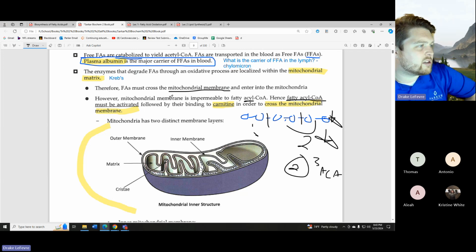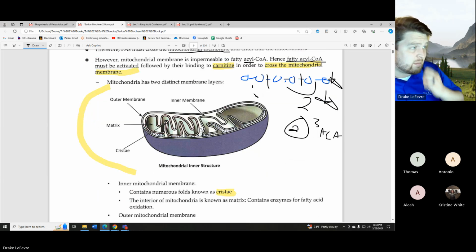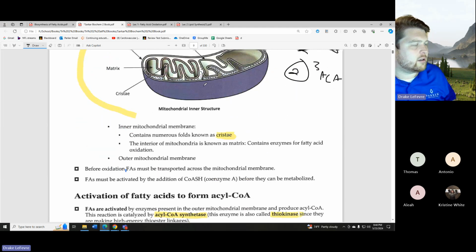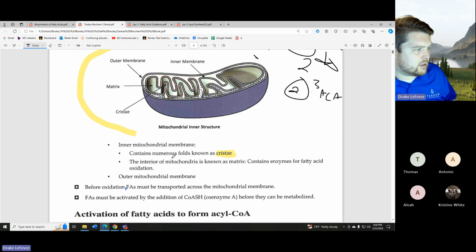So the mitochondrial membrane doesn't let the fatty acyl-CoA through, so it must be activated by being bound to another protein called carnitine in order to cross the mitochondrial membrane. Remember, it has the two, just a nice little two different layers. The inner mitochondrial membrane has those folds known as cristae.